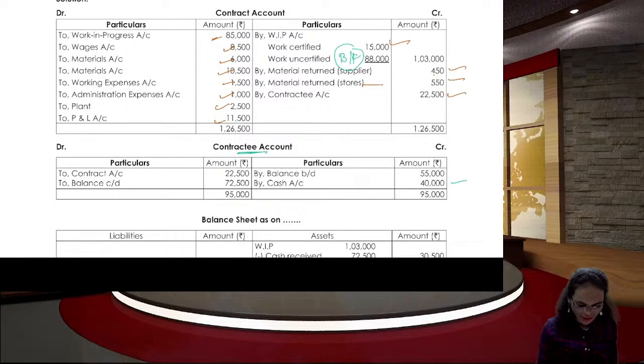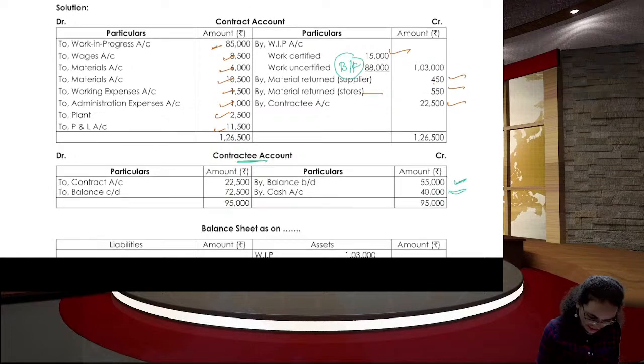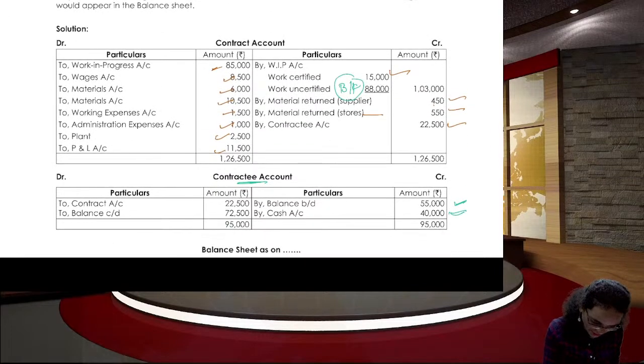This is the advance we received. This is the amount last year we received from the contractor. So this is the amount. And next, work certified is the contract work amount, this one.